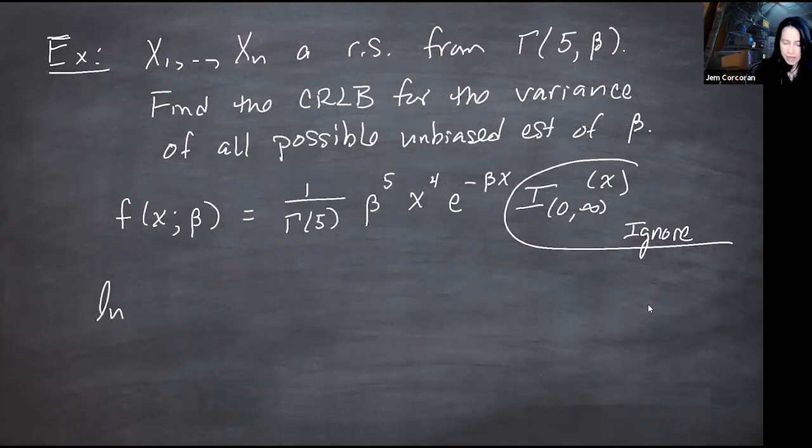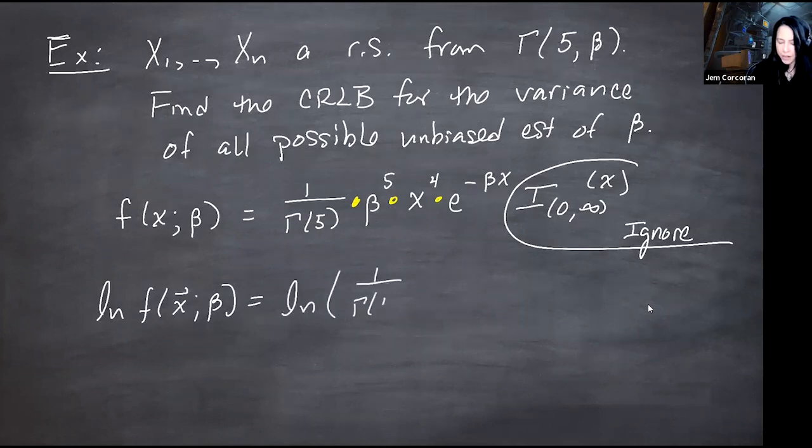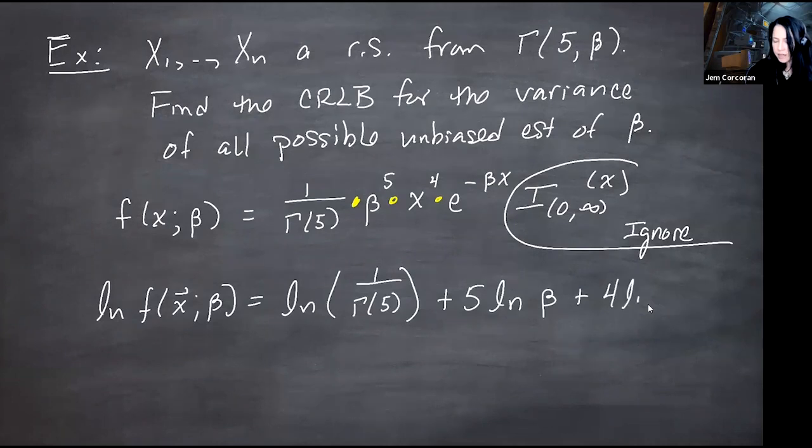So I'm going to take the log of this, and I've got a bunch of products, and those will turn into sums, and I'll bring exponents down and stuff. This is the log of 1 over the gamma function of 5, which is a constant, plus 5 times the log of beta plus 4 times the log of x minus beta x.